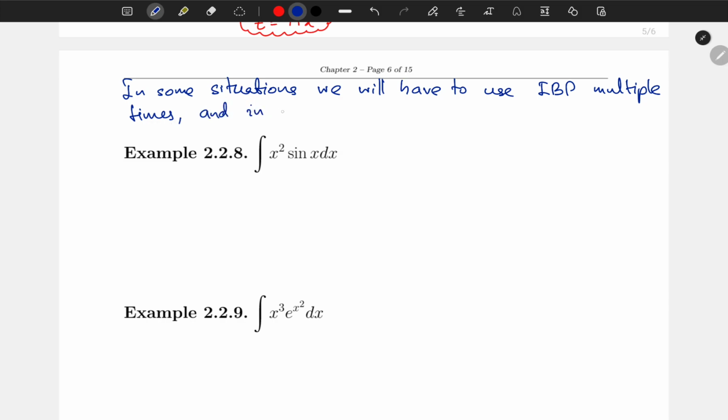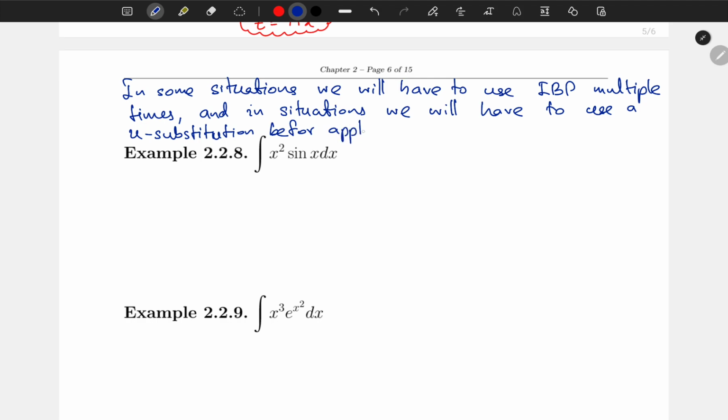And in some situations, we will have to slightly modify it using a u substitution. We will have to use a u substitution before we apply integration by parts. Okay, so let's look at a few examples from here.